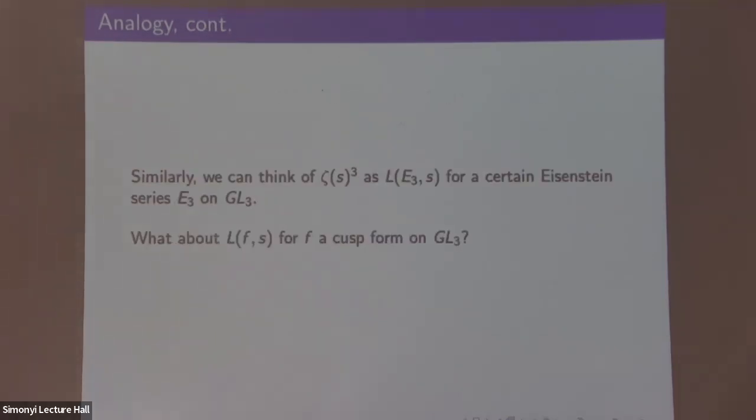Similarly, everything that I was talking about, like the sixth moment of zeta or higher powers of zeta, we can think of as L functions of certain higher rank Eisenstein series. So in this case, the main topic for today will be GL3. We're interested in L functions associated to GL3 cusp forms. And if you replace this cusp form by an Eisenstein series, it's like zeta.